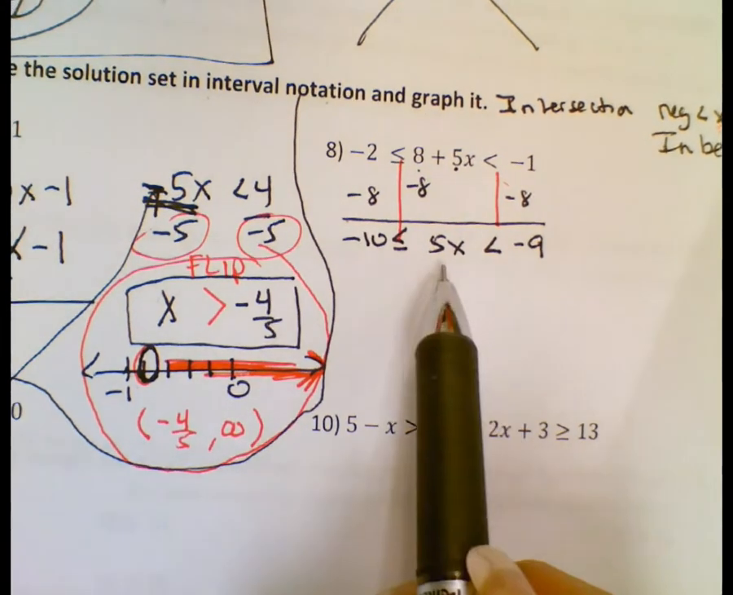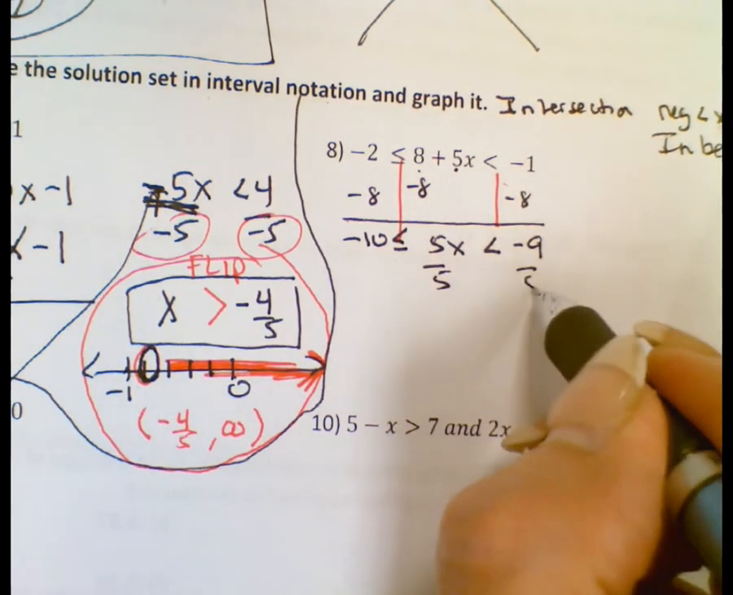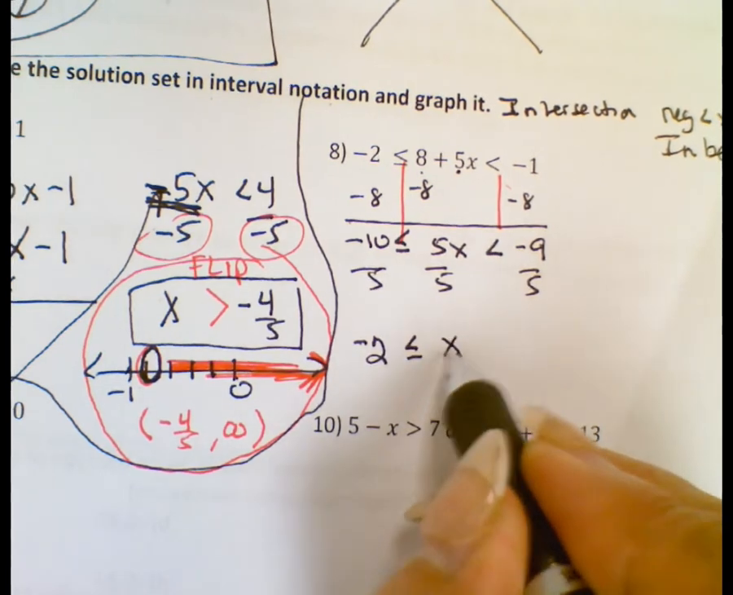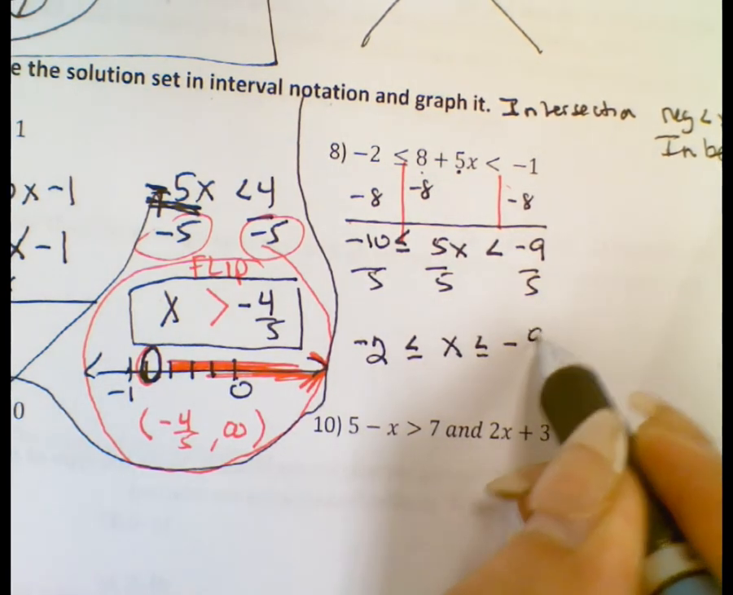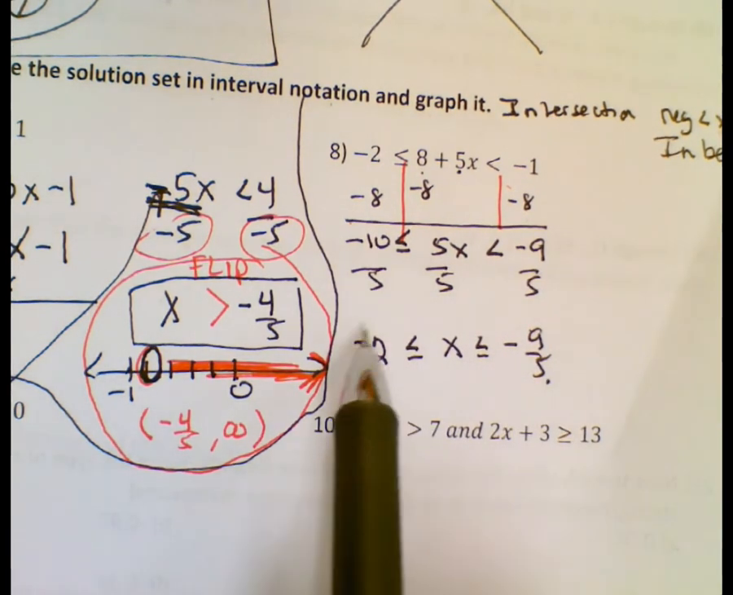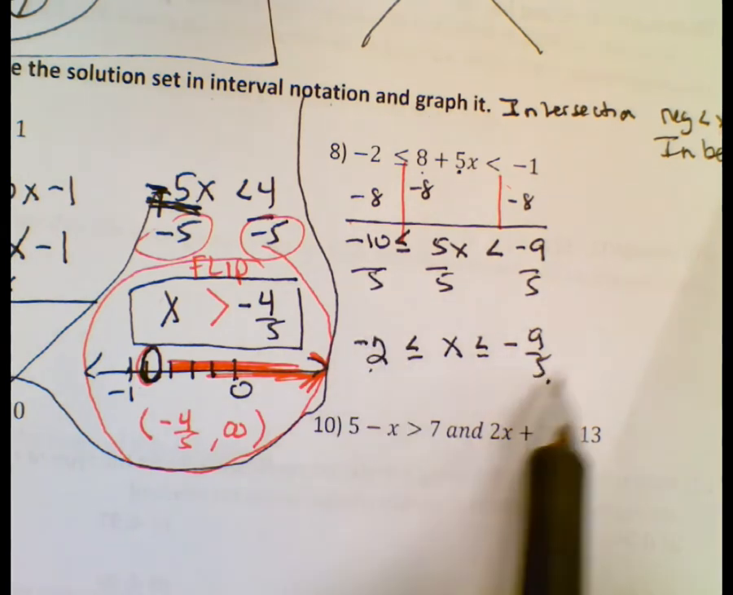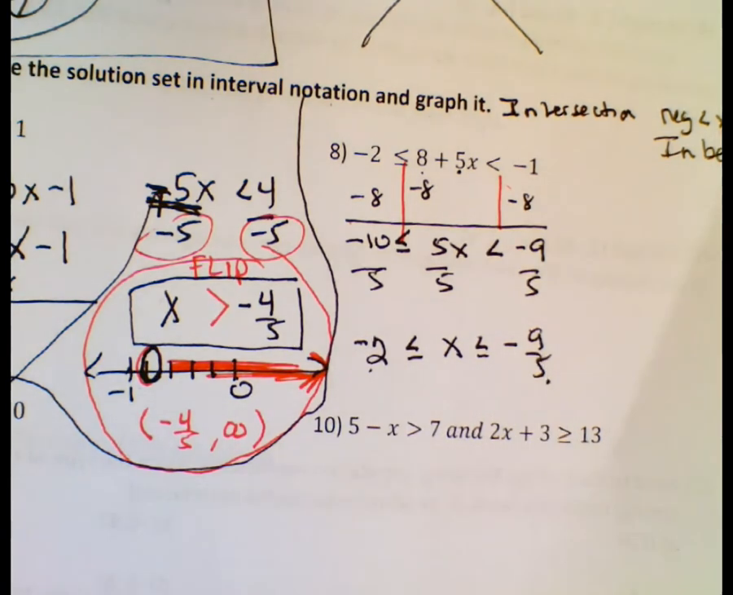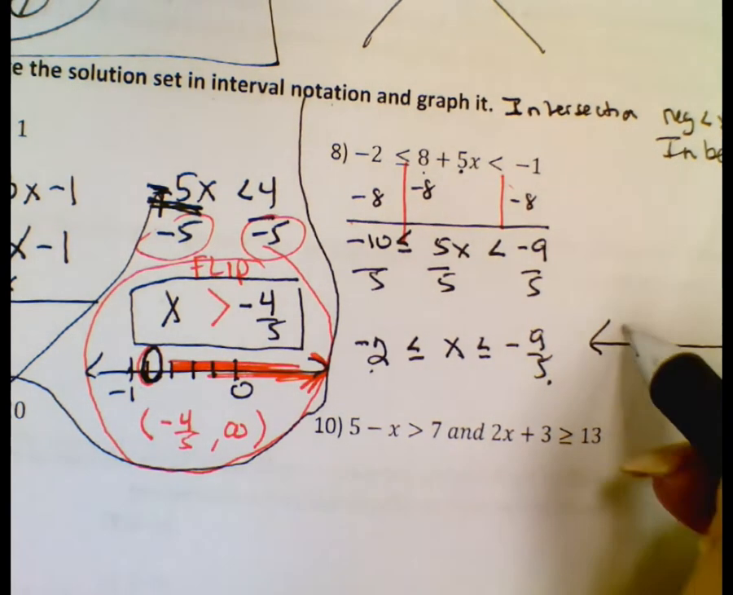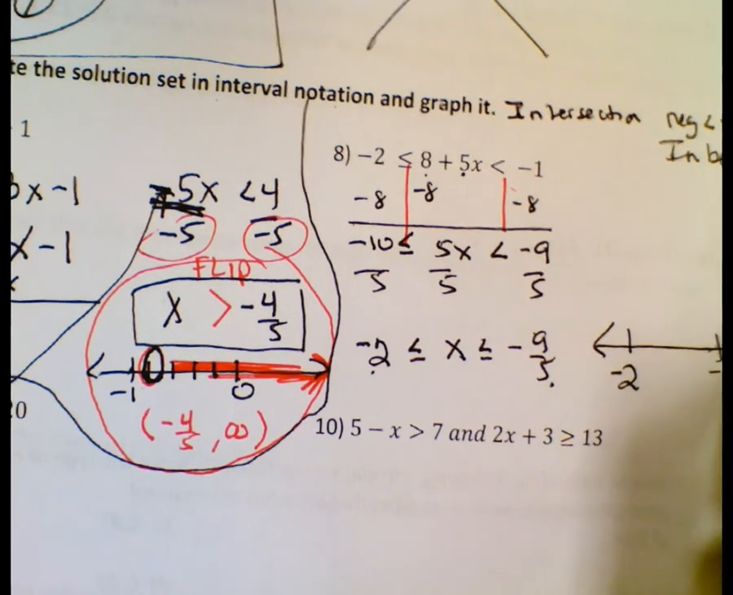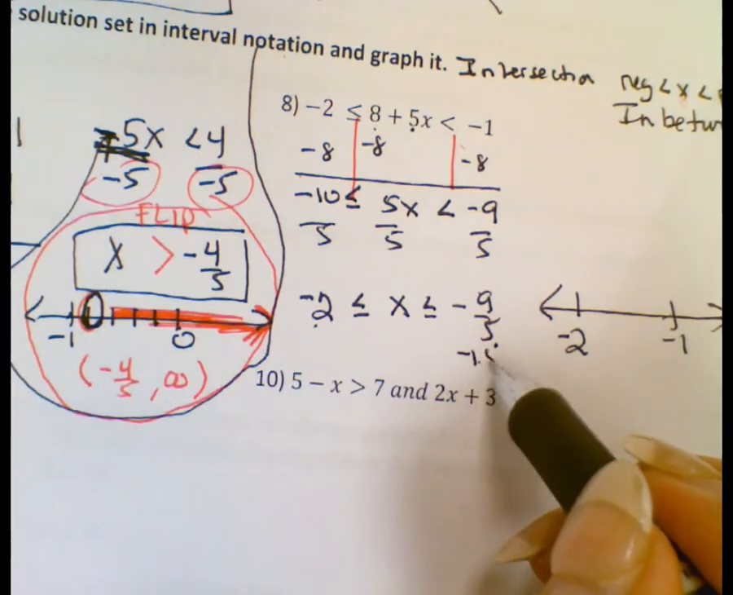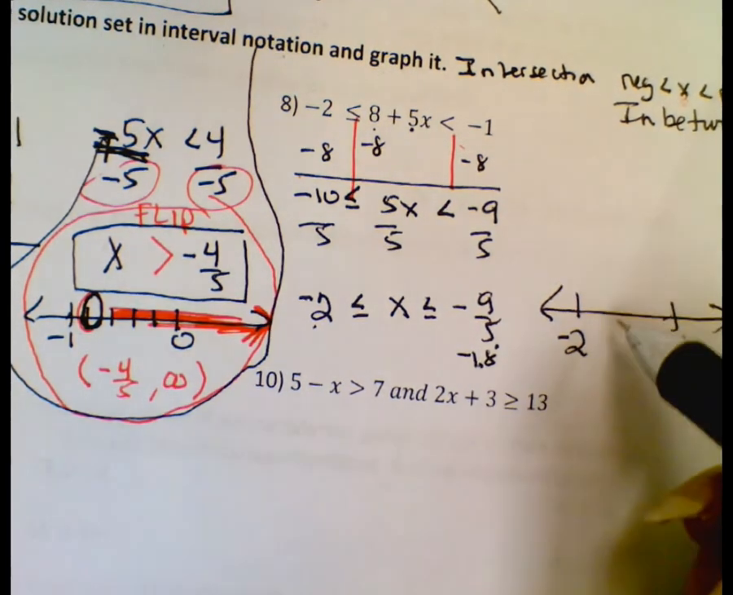How do you get rid of the 5? You divide by 5. So your answer is negative 2 less than or equal to x less than or equal to negative 9/5. Now usually you have a negative on the side and a positive on the side. It just needs to be the smaller number on the left, the larger number on the right. And actually negative 9/5 is larger than negative 2, so this is okay to graph. Here's negative 2. Here's negative 1. So negative 9/5 is really negative 1.8 if you punch it in your calculator, and that's like right here.